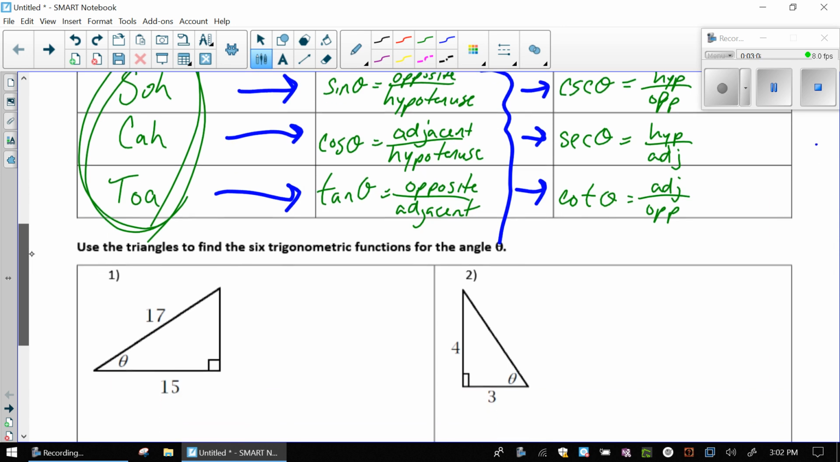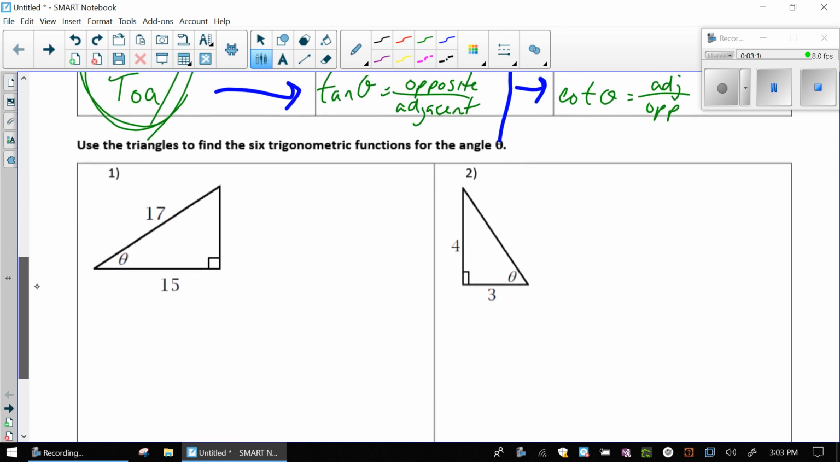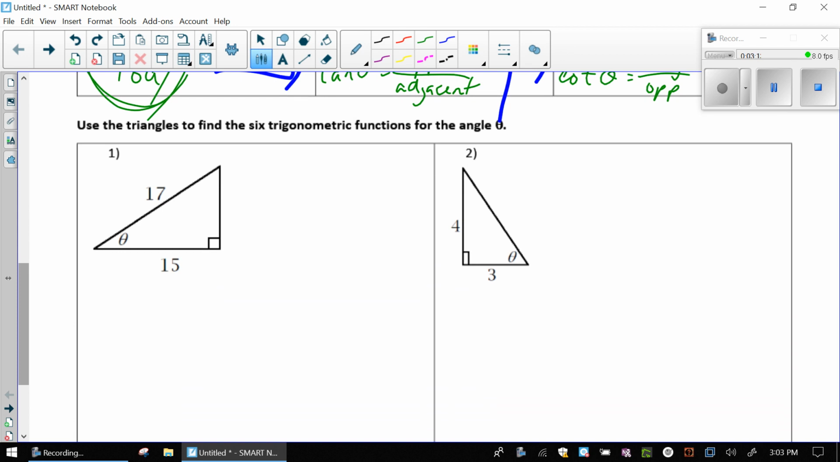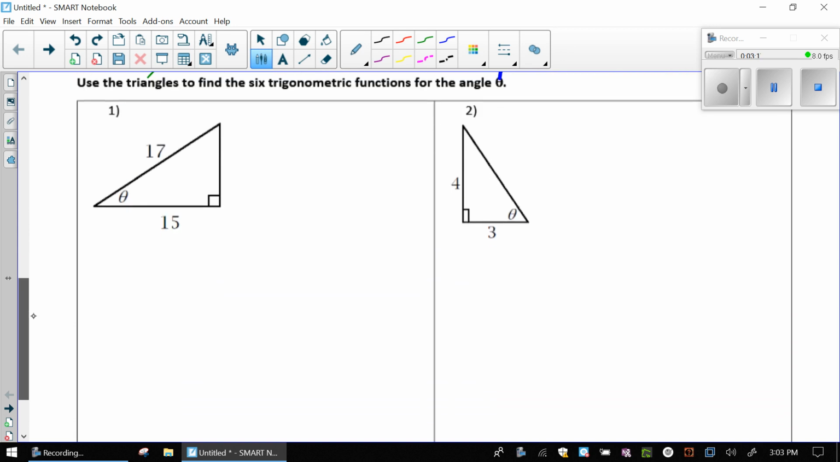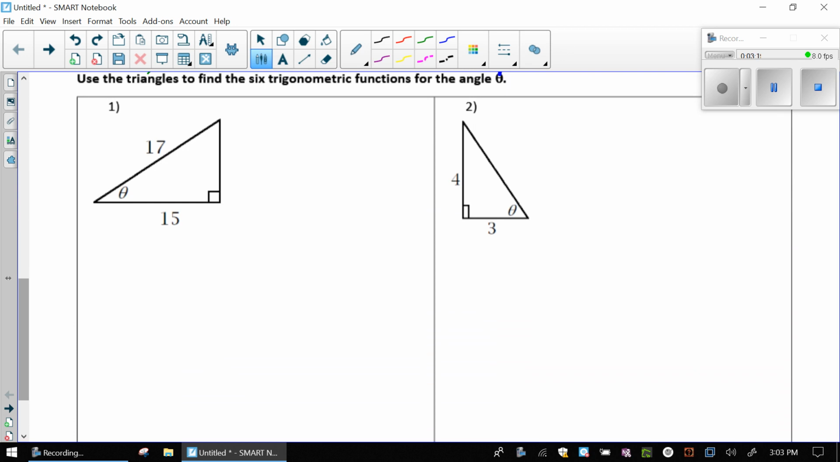Let's do a little bit of solving and see what you guys remember. All right? I'm just going to start here with number 1. Now, if I want to find 6 trig functions, I need to find all the sides. So the first thing we're going to do is we need to find this missing side. Let's call it B. Some of you guys might remember seeing this before and not finding that missing side. So to find the missing side, we simply use our Pythagorean theorem. A squared plus B squared equals C squared.